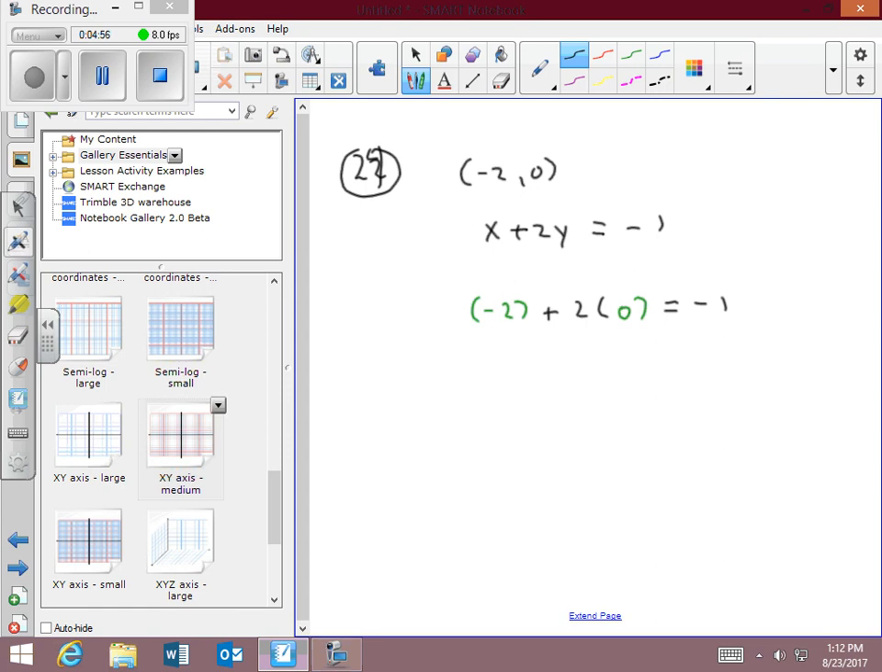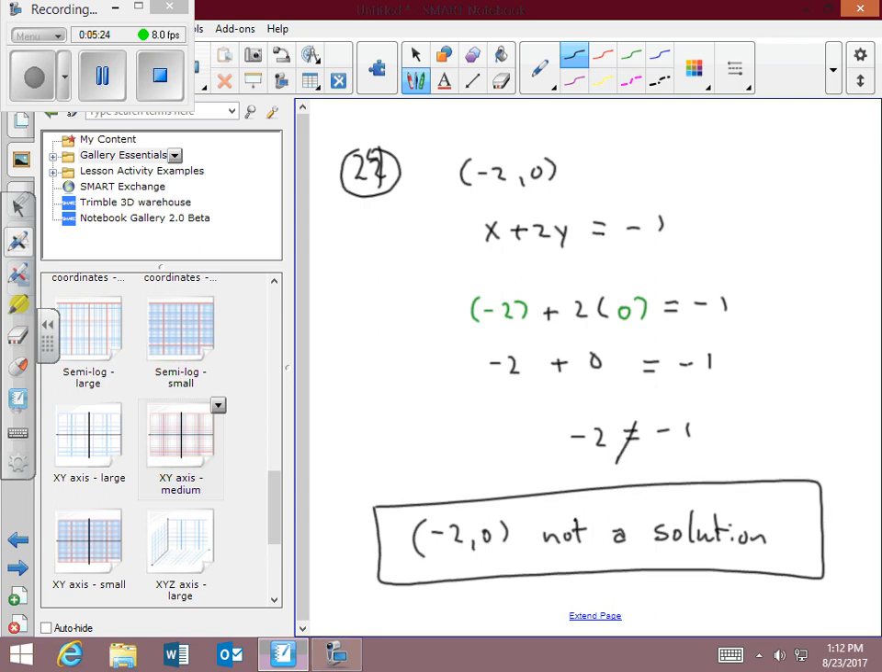Thanks. So then this is -2 plus 0 equals -1. Once again, that's not true, right? This is not a true statement, so (-2, 0) is not a solution. With these, if it solves it, makes it true, it's a solution. If it doesn't solve it, then it's not a solution.